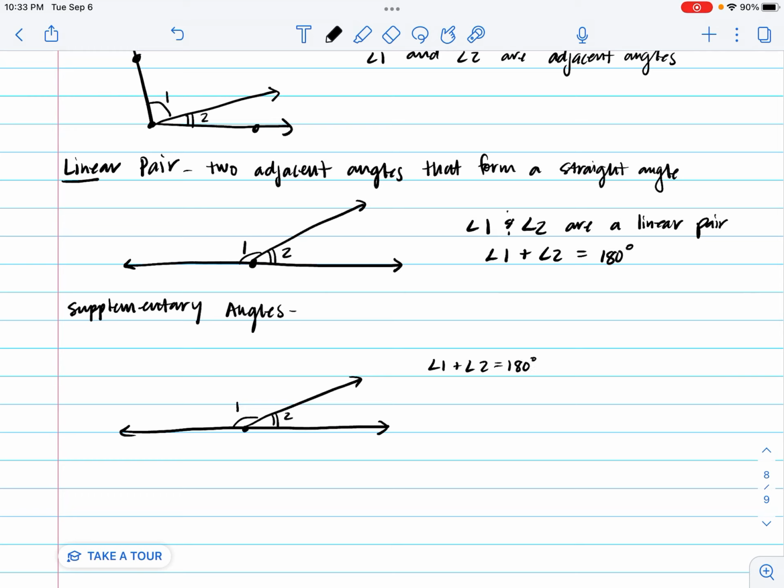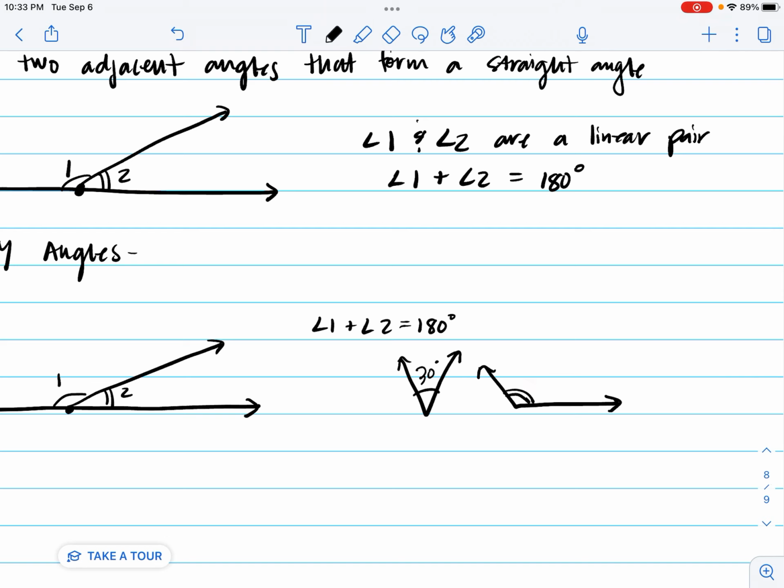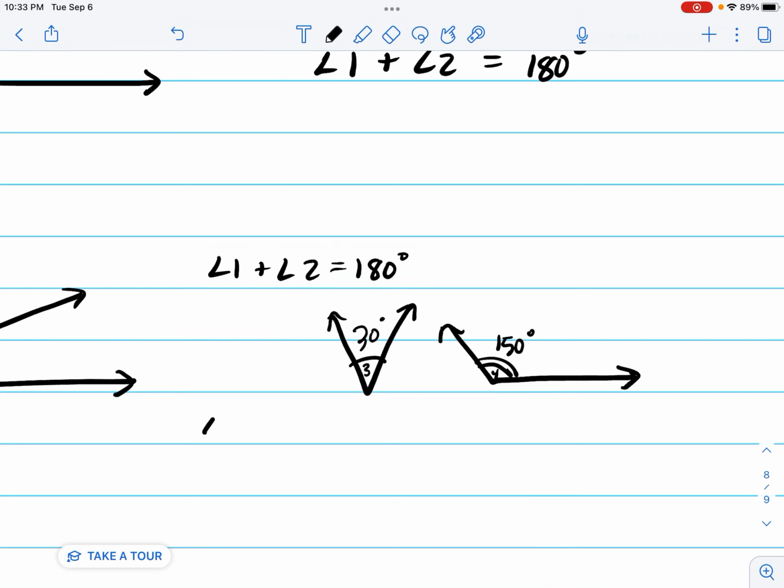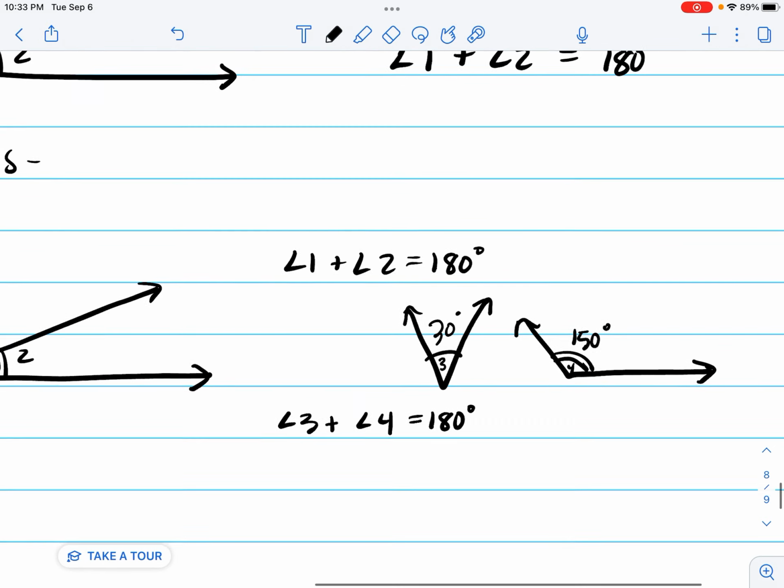You could also say supplementary angles. You could have two different angles here. Let's call this 30 degrees. And then I'm also going to draw another one that is not connected, and I'm going to call this 150 degrees. Let's call this angle 3 and angle 4. Angle 3 plus angle 4 is also equal to 180 degrees.